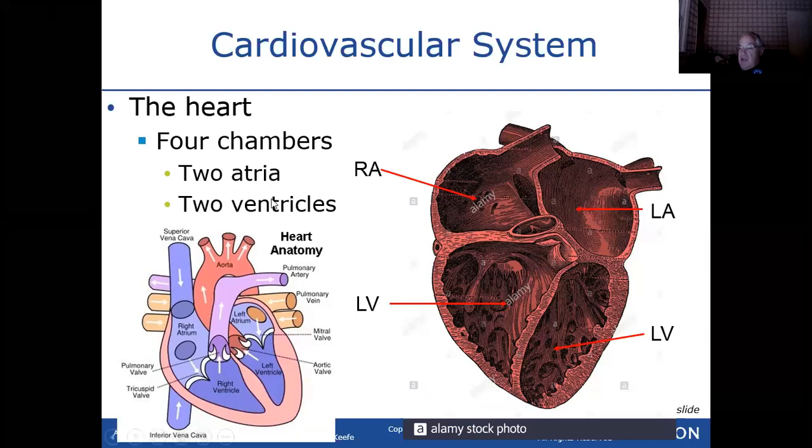So you have 2 atria, 2 top chambers. Okay, and I labeled them and drew them different ways here. And you have 2 ventricles. The atriums only have to pump down to the ventricles. The ventricles, the right ventricle pumps to the lungs.